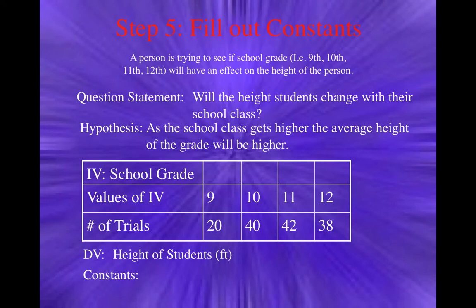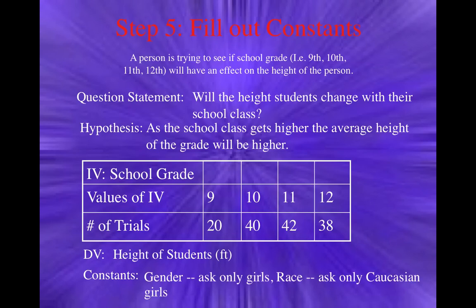Then you have to think about constants. Well, what things could we hold constant? Well, maybe we could hold gender constant, because boys are bigger than girls, so maybe we want to hold that constant. Different races tend to have different heights. Asian students tend to be shorter, this is obviously not true of everybody, than, say, Caucasian students. So I'm going to ask only girls and only Caucasian girls to be a part of this. And there's your fabulous EDD.